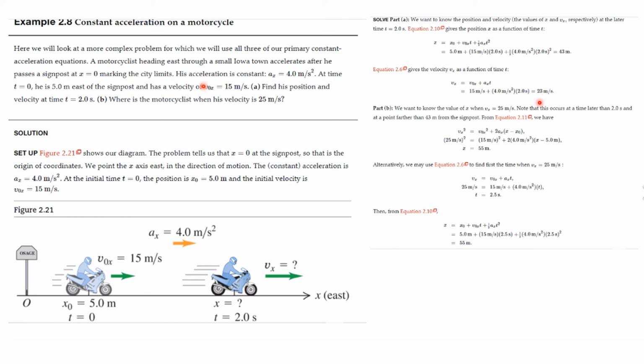Now in part B, we want to know where the motorcycle is when his velocity is 25 meters per second. Well, they didn't tell us the time, they just told us the velocity, so we're going to use this equation. We substitute 25 here, square it, that is 15 squared, plus 2 times the acceleration times x minus his initial position. We're going to solve this for x. When we solve that equation for x, we get x equal to 55 meters.